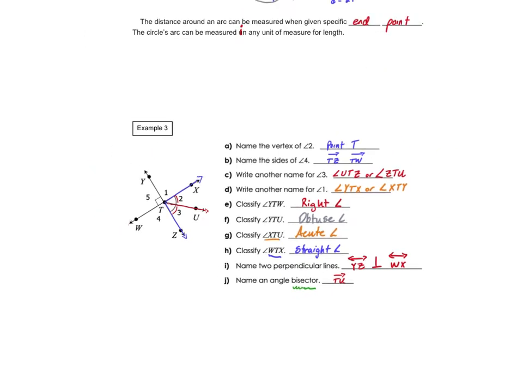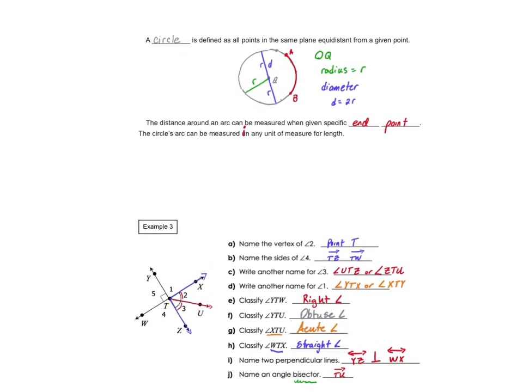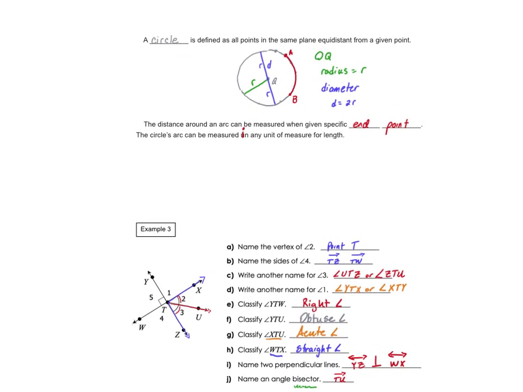So again, as we talk about the terms that we are learning how to define and understand in geometry, we're going to go ahead and work on today's assignment.